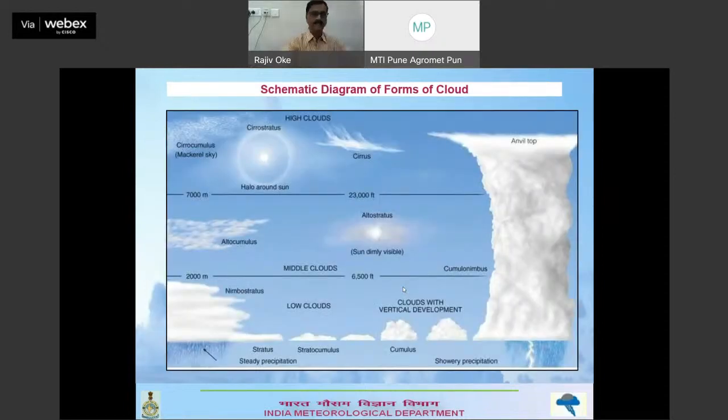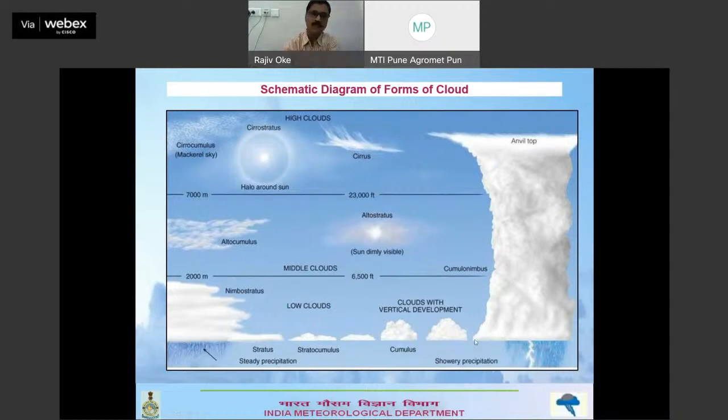This is a schematic diagram of the clouds. At a glance, you can see these are the nimbostratus clouds. This is almost a medium cloud, but a little further down. This is stratus, stratocumulus. Cumulus is a puffy, heap-like structure, and out of this the CB is developed. This is a cumulonimbus cloud.